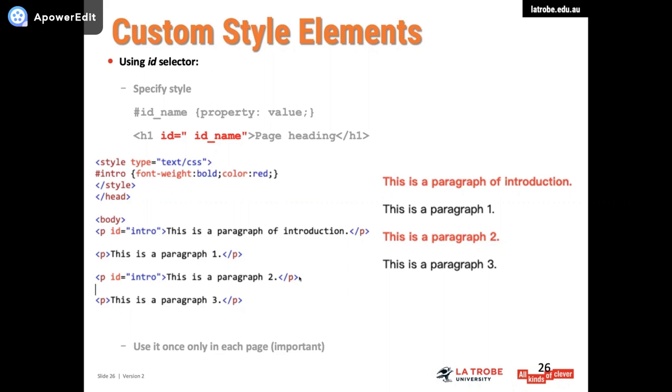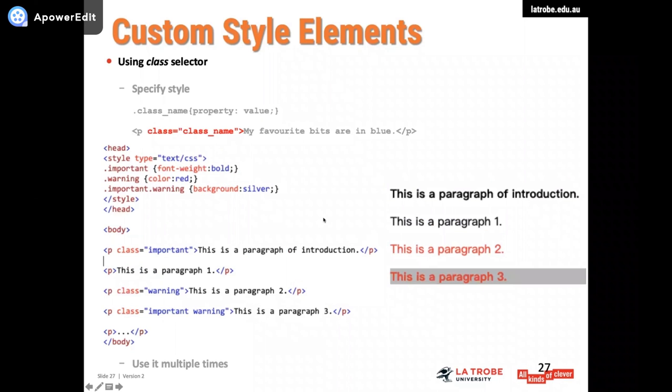The class selector, to some extent, is quite similar to the previous ID selector. The difference is that it begins with the dot instead of the hash character. And the difference between ID and class is that, as we mentioned, an ID can be used to identify one element, but a class can be used to identify more than one element.